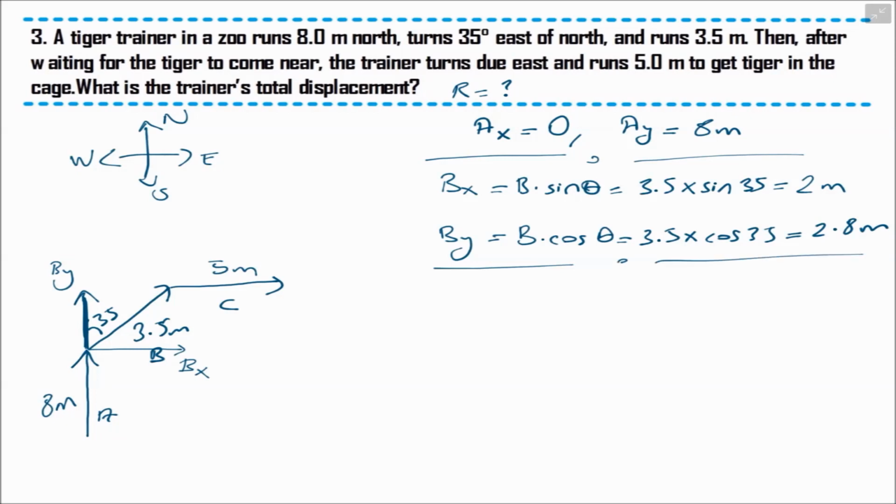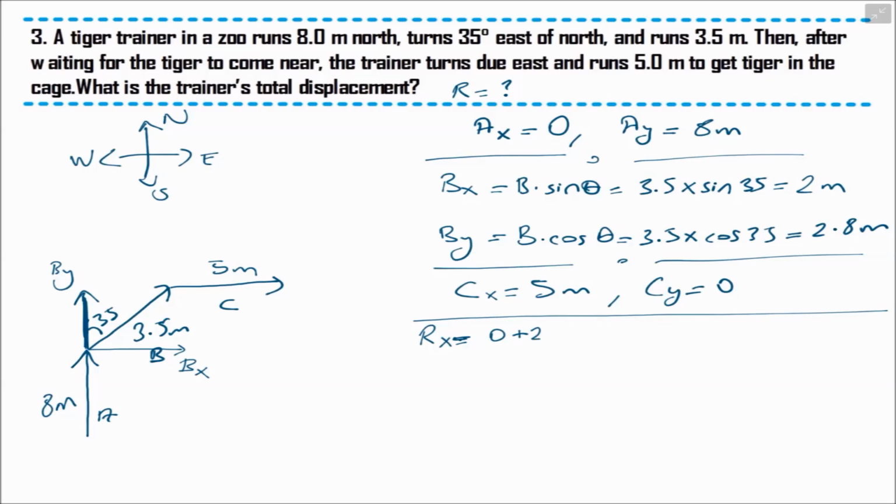And for the vector C, we have only the x component. Cx equals 5 meters because it lies only in the x direction. So Cy will be 0. And then Rx will be Ax plus Bx plus Cx. Ax is 0 plus Bx is 2 plus Cx is 5. So it will be 7 meters. Then Ry is Ay plus By plus Cy. Ay 8 meters plus By 2.8 meters plus Cy is 0. So it will be 10.8 meters.